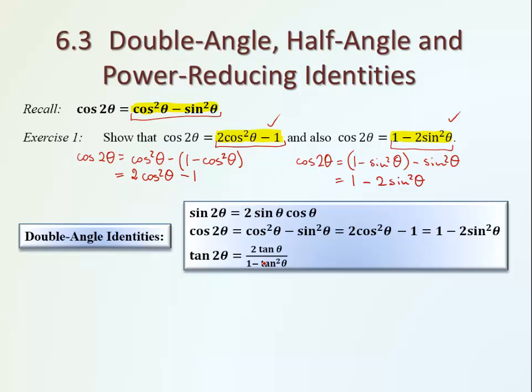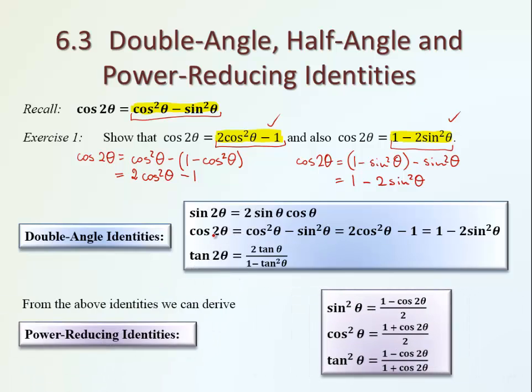And here we have a list of double angle identities. So as we remember, sine double angle is 2 sine cosine. Cosine double angle, we just talked about this here. And tangent double angle is 2 tangent over 1 minus tangent square. That was proven in the last lecture.